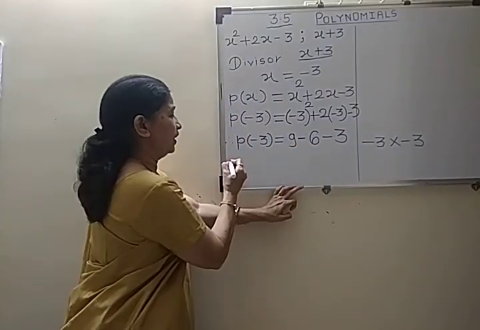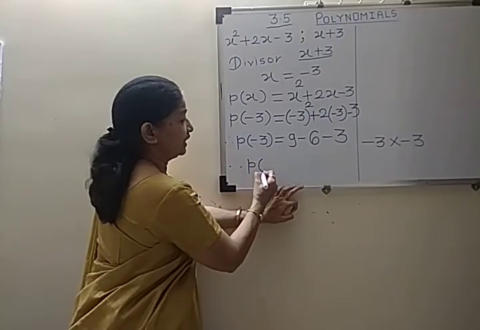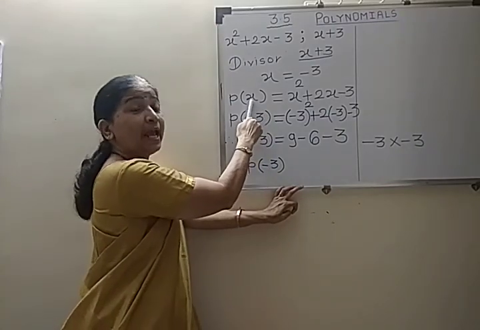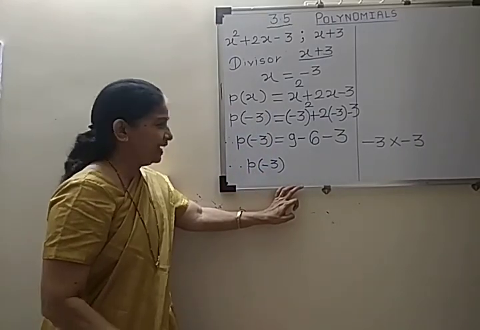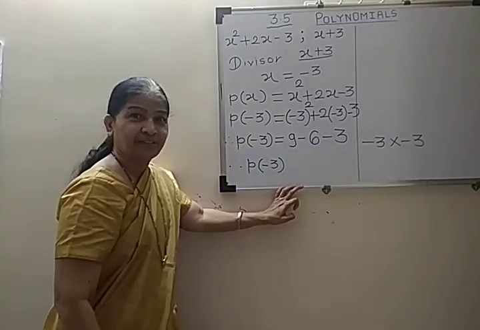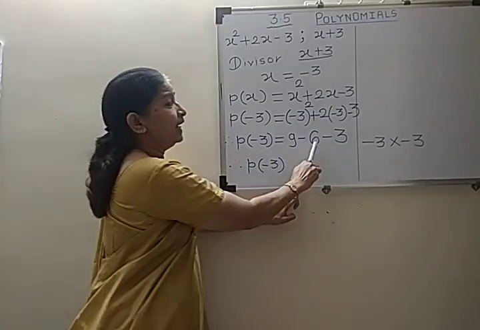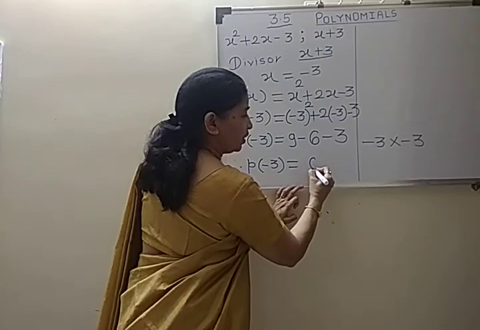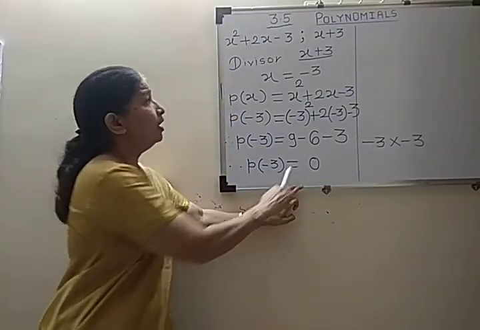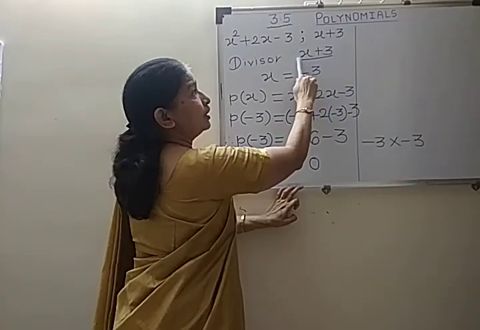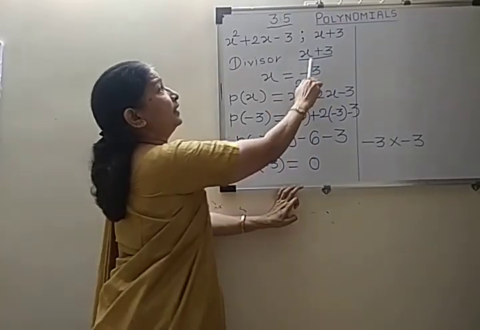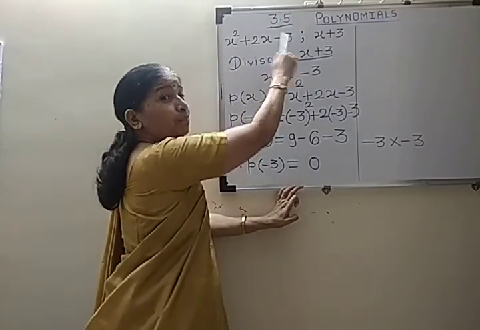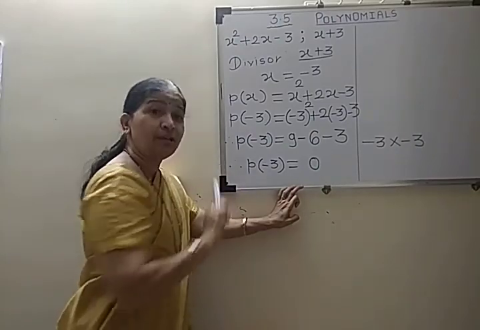Now do the calculation. So p(minus 3), why minus 3? Because I substituted the variable x by minus 3. 9 minus 6 will come as 3, and 3 minus 3 will come as 0. Now I am saying that x plus 3 is a factor of x square plus 2x minus 3. Why am I saying so?